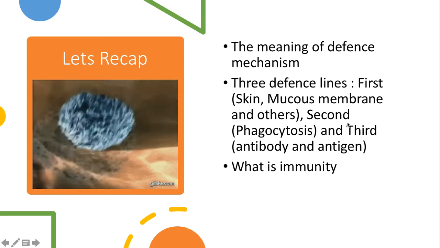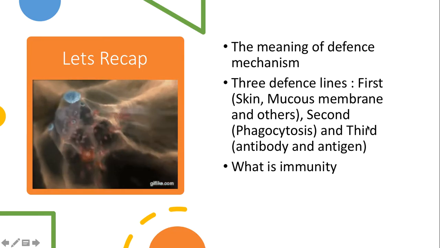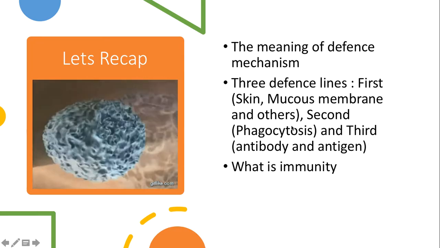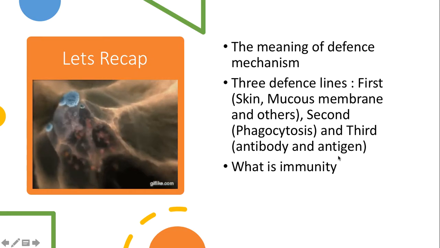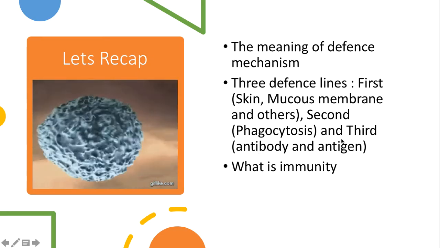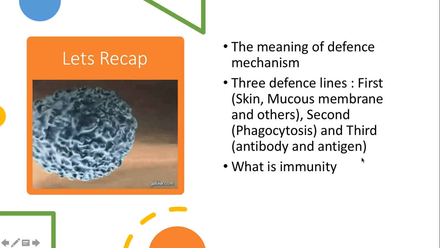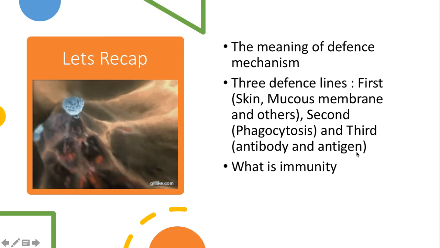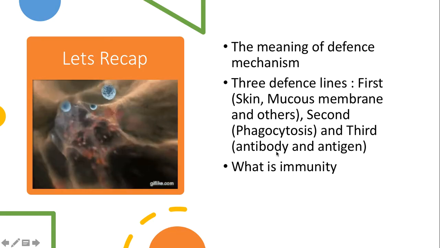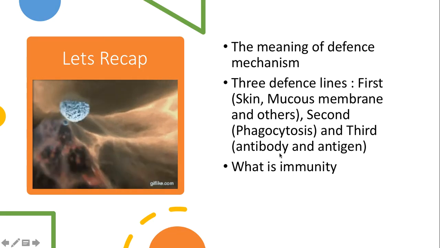Okay, and then we also have the third defense line. Barisan pertahanan yang ketiga sekali involve antibody and antigen. Antigen ni usually present on the surface of foreign substance. Macam pathogen, they usually have this antigen that can induce production of antibody.